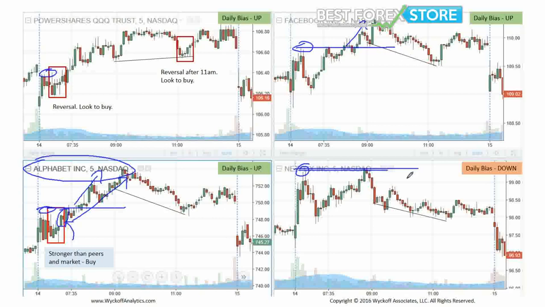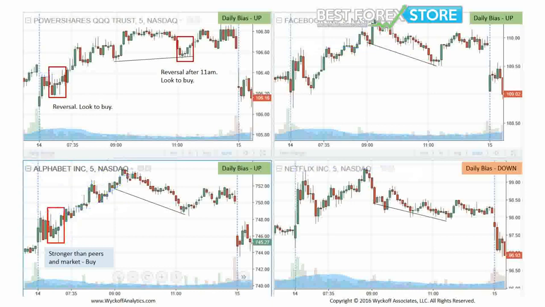And I'm picking the ones that are going to be either stronger or weaker. And that's it. And that's how simple it is.